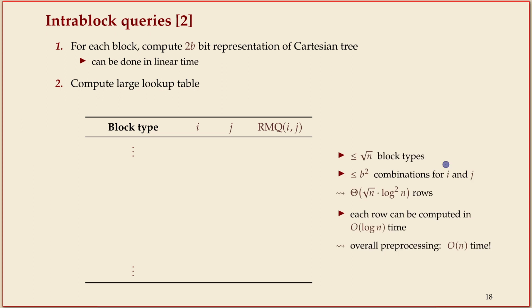But this overall table is still not very large because the number of block types is square root n. The number of combinations for i and j is b squared, but that's log squared at most. So the overall number of rows is still fairly moderate, much, much smaller than n. And we can generate the table in linear time, and it uses much less than linear space.